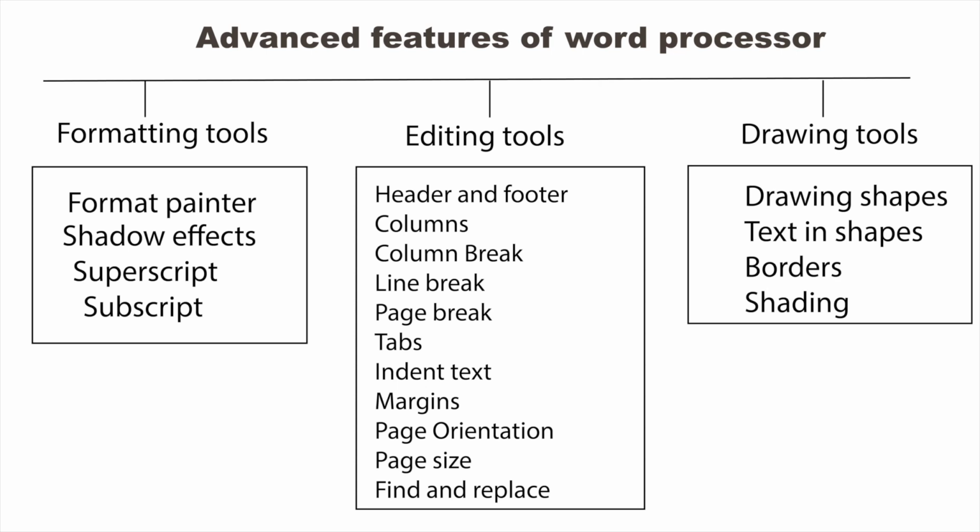The advanced features of word processor include formatting tools, editing tools, and drawing tools. The formatting tools are Format Painter, Shadow Effects, Superscript, and Subscript. The editing tools are Header and Footer, Columns, Column Break, Line Break, Page Break, Tabs, Indent Text, Margins, Page Orientation, Page Size, Find and Replace. The drawing tools are drawing shapes, putting the text in the shapes, borders, and shading.